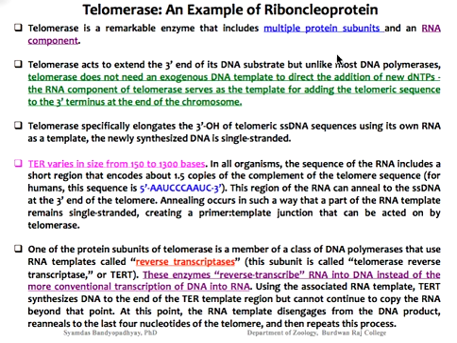Now the question is, what is the function of the protein subunits? One of the protein subunits of the telomerase enzyme is a member of a class of DNA polymerase that uses the RNA template. It is called reverse transcriptase. This subunit is called telomerase reverse transcriptase, or TERT. It copies the telomeric RNA into DNA instead of the more conventional transcription of DNA into RNA, and this is opposite to the central dogma. That is why the enzyme is named reverse transcriptase.